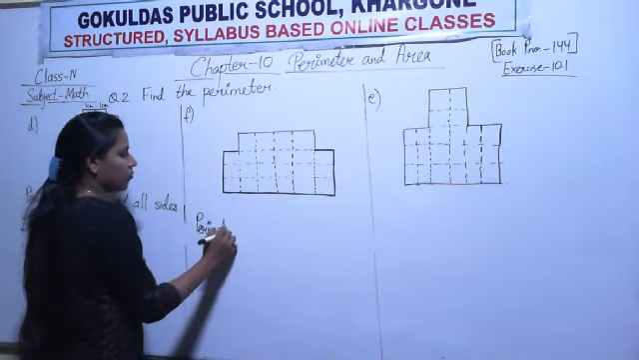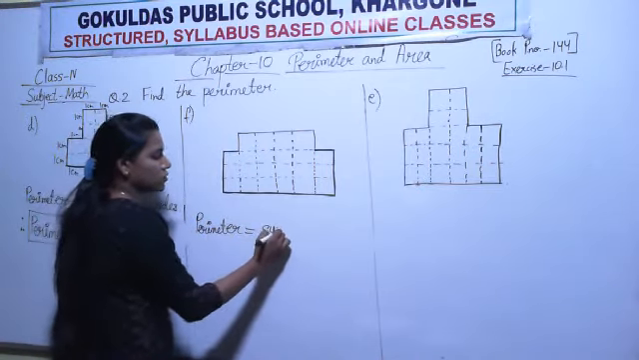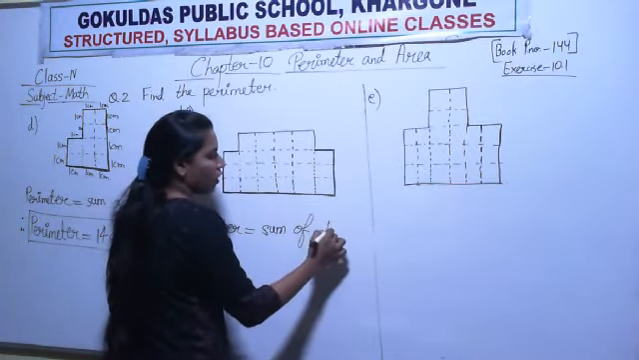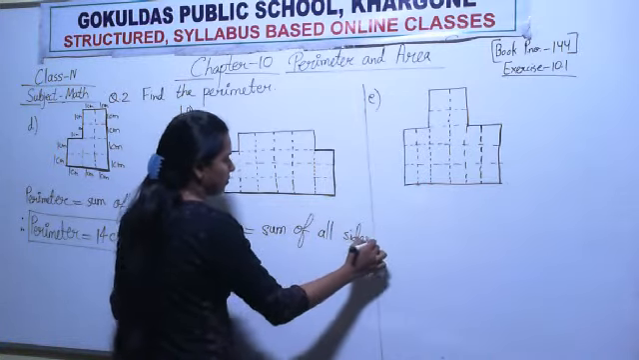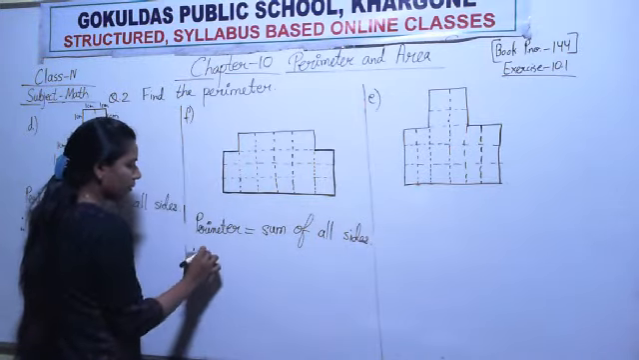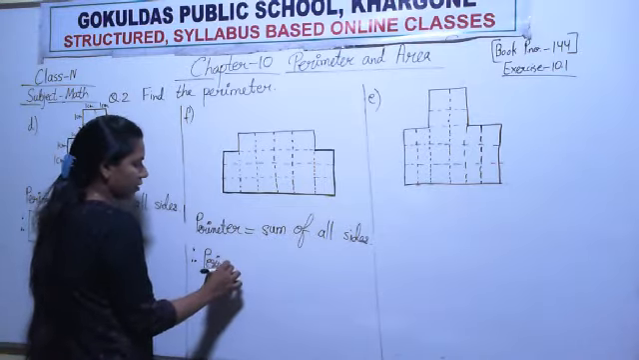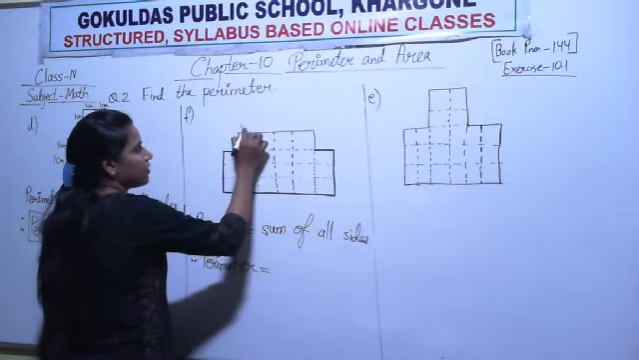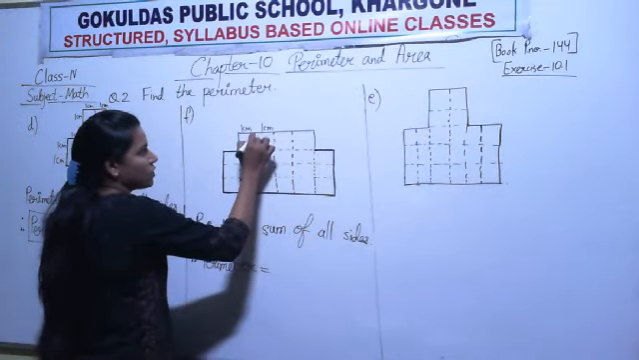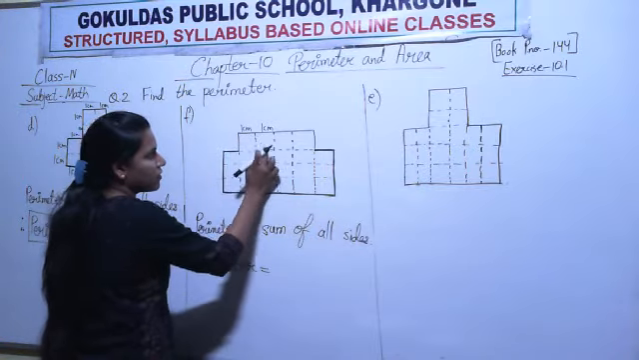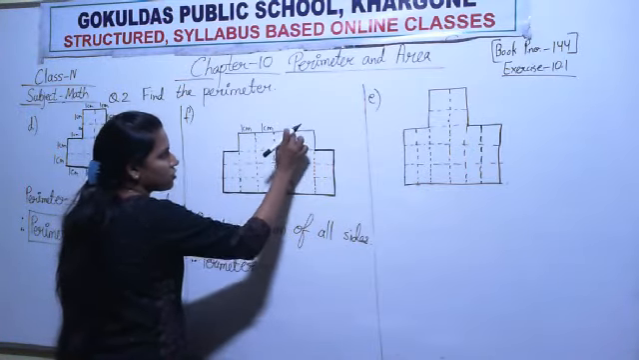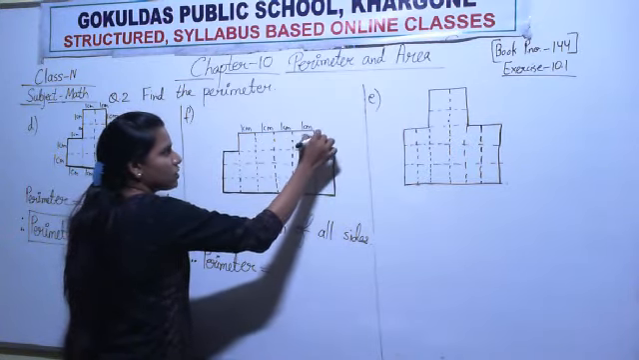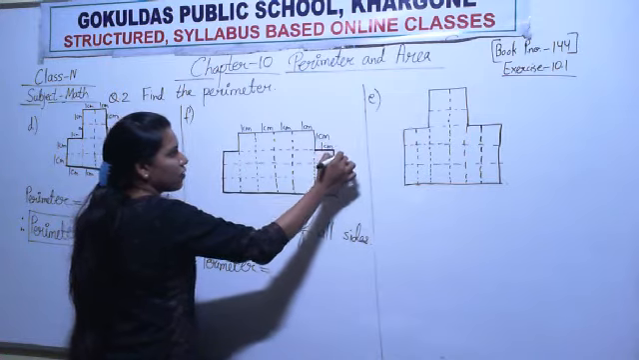Here again we know the formula for perimeter. Perimeter is equal to the sum of all sides. Therefore, perimeter is equal to, okay, as we know that each side is of 1 centimeter, each is a small square. So when you observe, this one is a small square, this one is also a small square, it is also a small square. So all these small squares have 1 centimeter length of each side.